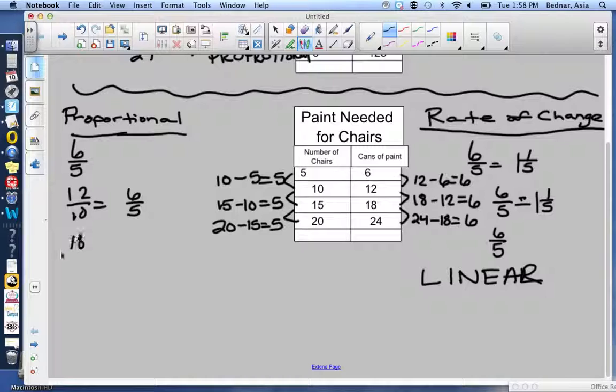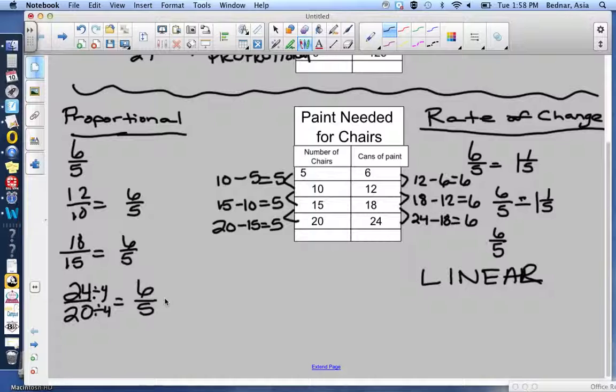I'm going to compare 18 over 15. If I reduce that, 3 goes into both of these. 3 goes into 18 6 times and into 15 5. And thus far, they all appear to be the same. Let's try the last one. 24 over 20. I know that if I divide both of these by 4, I will get 6 over 5. So those are also the same, which tells me that these are also proportional.